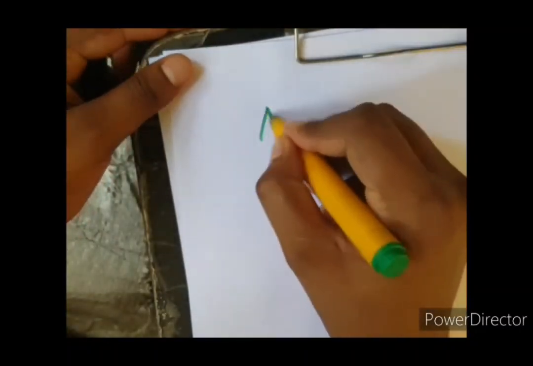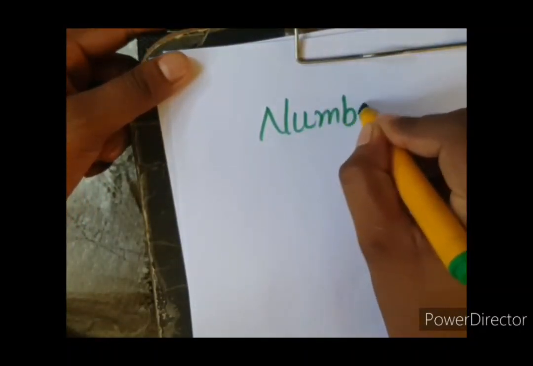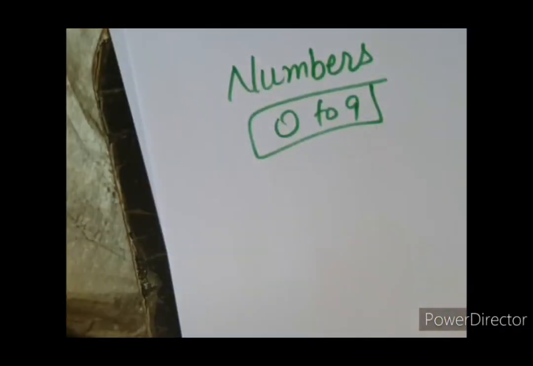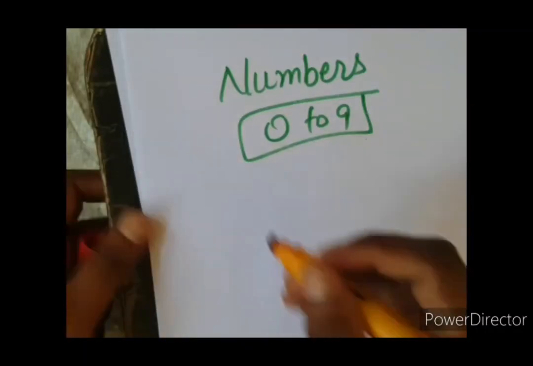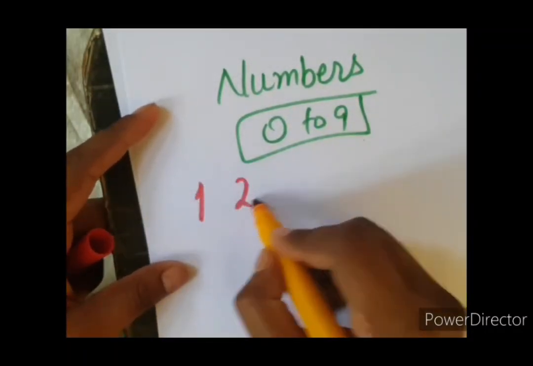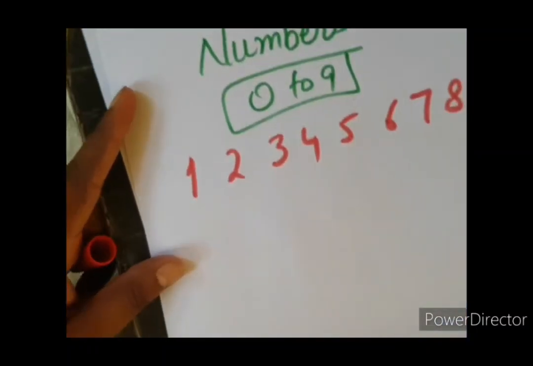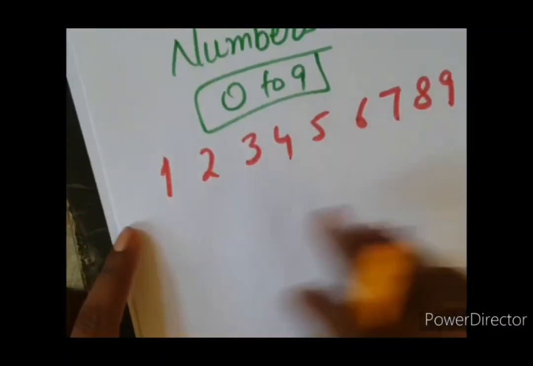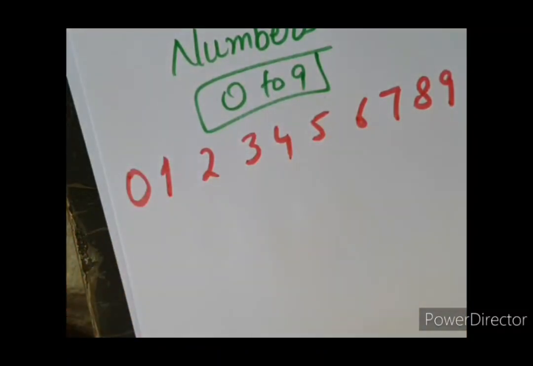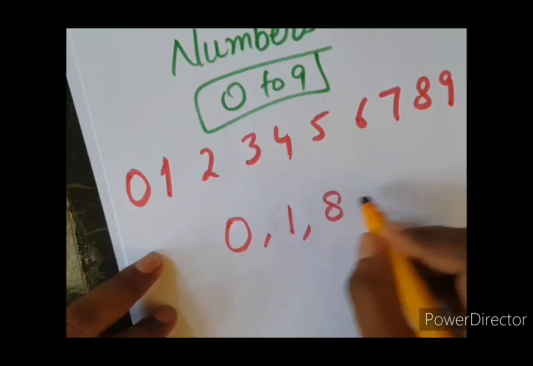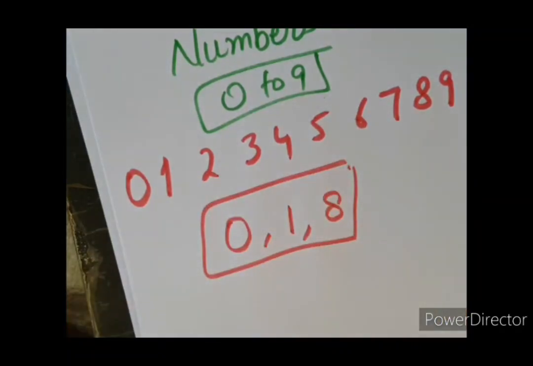Now we will come to numbers, right? From 0 to 9, which of the numbers are the same on a half turn? Written as 1, 2, 3, 4, 5, 6, 7, 8, 9. So try to find out which of these numbers are the same on a half turn. 0, 1, 8. There are 3 numbers which will be the same on a half turn.